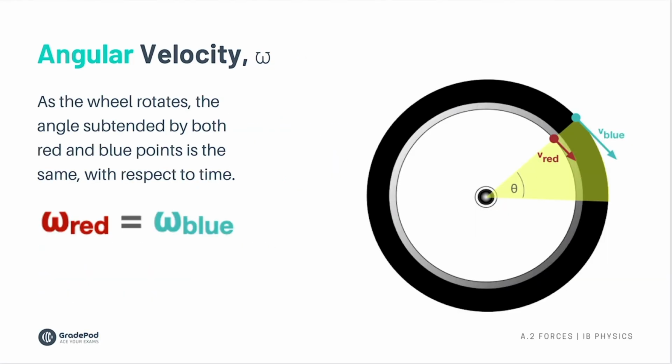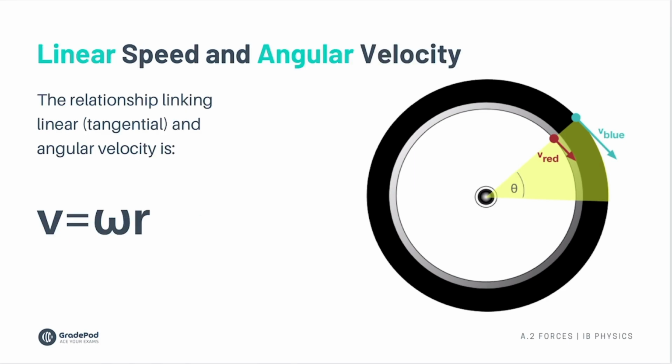If you consider this red point and the blue point on the wheel again, the rate at which the angular displacement changes for the red dot and the blue dot is exactly the same. So even though v red has a smaller linear velocity than v blue, it has exactly the same angular velocity. We can link linear speed and angular velocity using this relationship, v equals omega r.